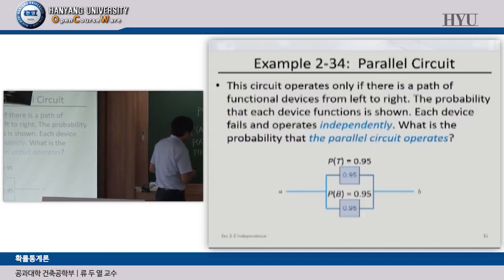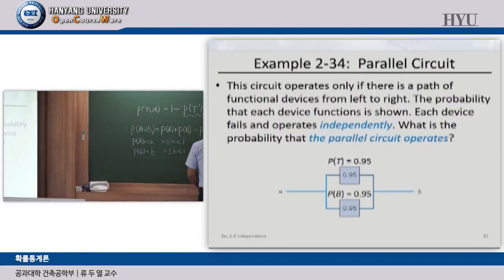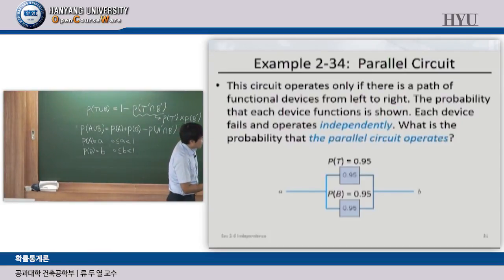So in this case, from the example, we should change this sentence. Each device fails and operates independently should be changed to each device fails independently. 네, 이거죠? 그죠? So in this case, 그러니까 이 문장 틀렸어요. 이 문장이 책에 보시면 each device fails independently만 있어요. operate는 빠진다고 생각하세요. So that means each device fails independently. That is the definition from this problem.